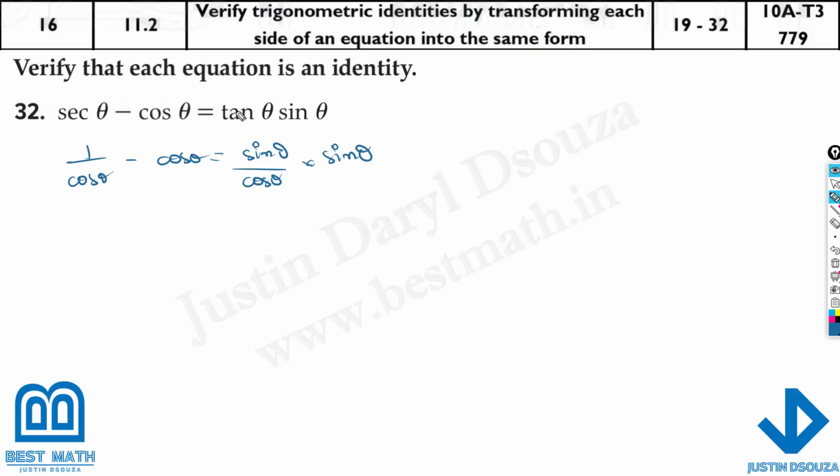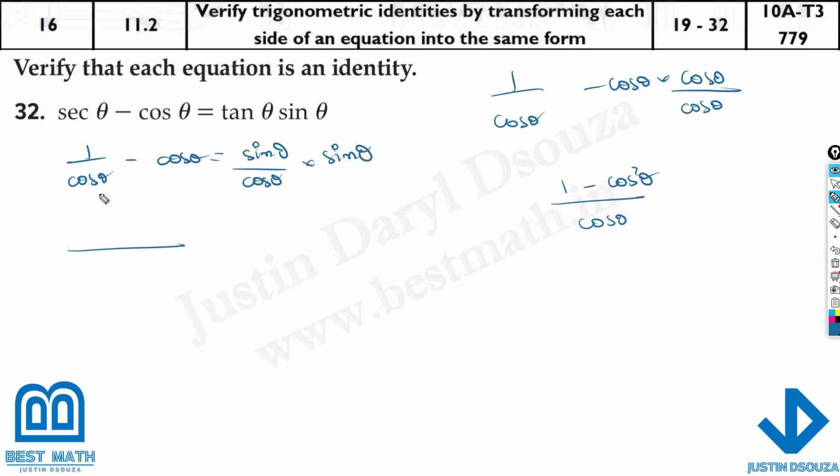Yes, this is 1 by cosine, this is sine by cosine, and so on. Now we have to take the common denominator here. Generally what we do is, for 1 by cosine theta minus cosine theta, we multiply and divide by cosine theta, that is this denominator, right? And then we can see the denominator is the same, so we'll write the denominator cosine theta. 1 minus cosine times cosine will be cosine square theta. But you can directly get this as well.